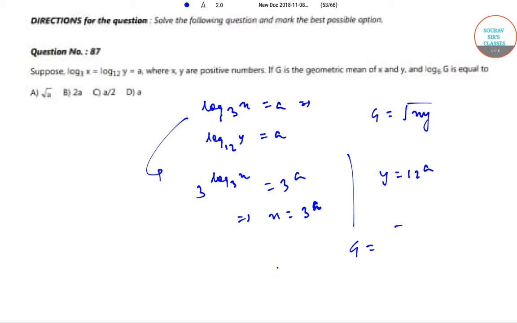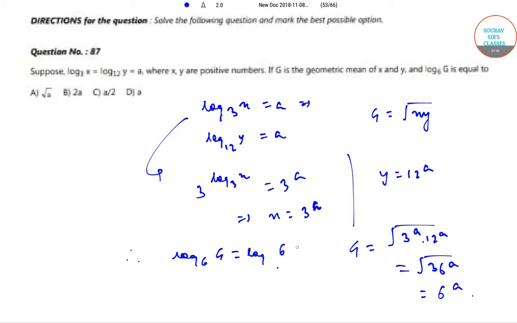So g is equal to root over 3 to the power a into 12 to the power a, that is root over 36 to the power a, that is equal to 6 to the power a. So therefore, log g to the base 6 is equal to log 6 to the power a and base 6. So a log 6 to the base 6, that is equal to a. So option D is the correct answer.